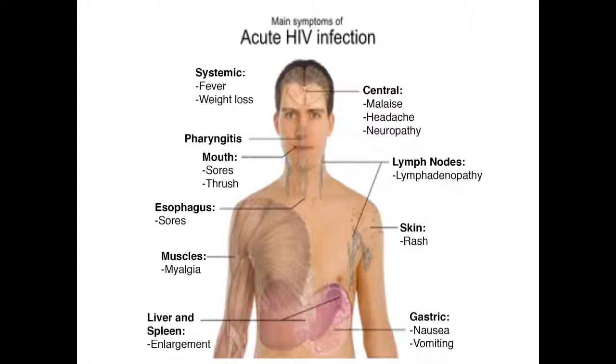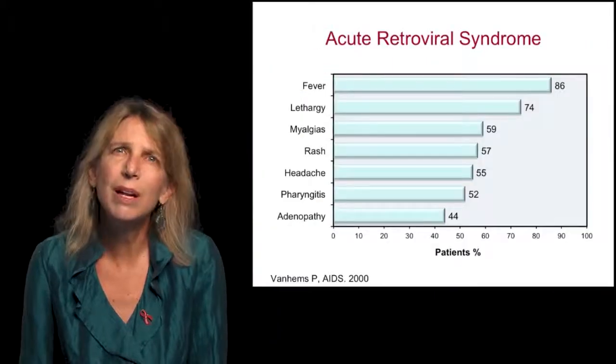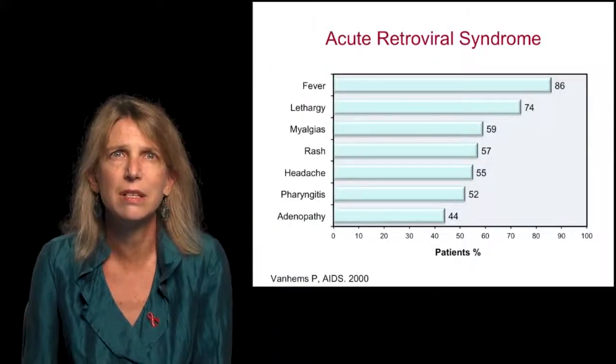They can present as pharyngitis. They can cause diffuse lymphadenopathy. Patients can have a diffuse rash. They can have myalgias and gastrointestinal symptoms. Well, what are the most common clinical manifestations of the acute retroviral syndrome?